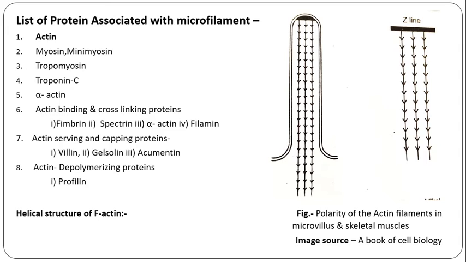Actin, myosin, mini-myosin, tropomyosin, troponin C, alpha-actinin, actin binding and cross-linking proteins: fimbrin, spectrin, alpha-actinin and filamin. The next one, actin severing and capping proteins: villin, gelsolin, acumentin. Then the last one is the actin depolymerization protein, profilin.